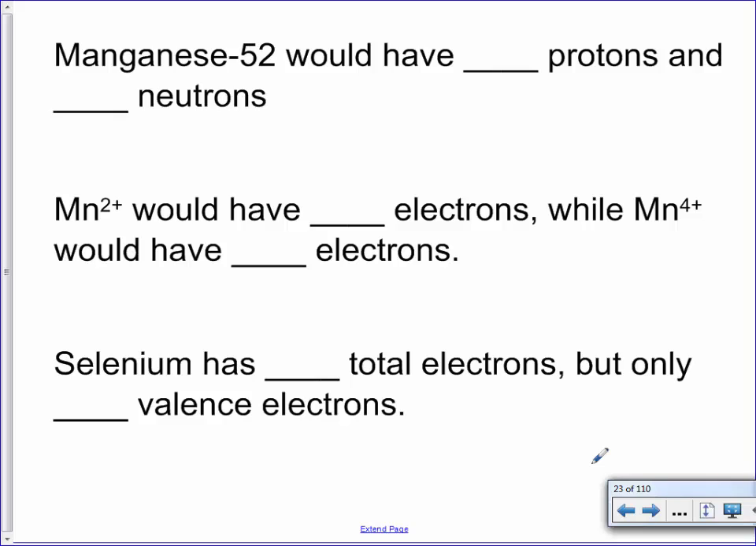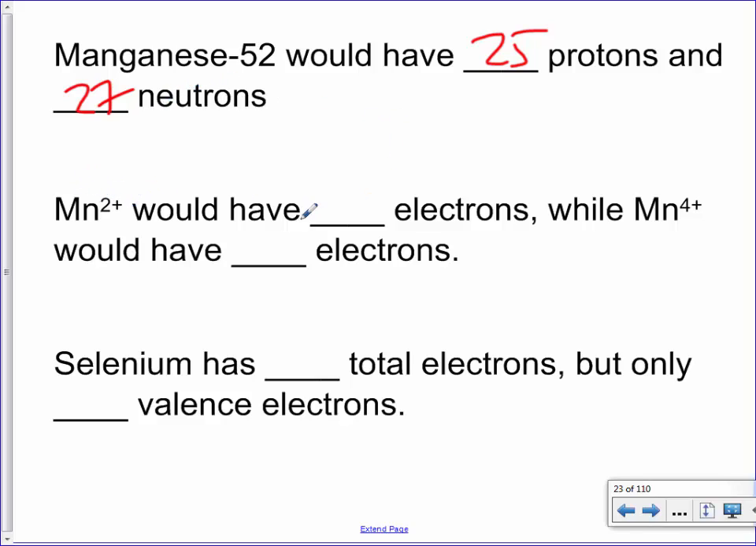Basically it's filling in the blanks with numbers here. So manganese 52 would have blank protons and blank neutrons. How would I figure out its protons? I have to look for manganese on the periodic table. No, that's magnesium. Manganese is 25. So if it has 25 protons, but it adds up to 52, then it better have 27 neutrons. Does that make sense? That might be a question that I'd ask you on a test.